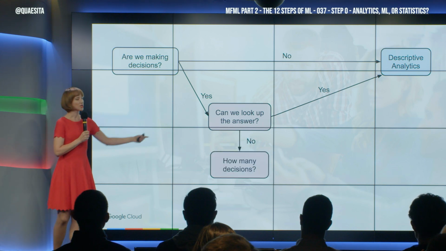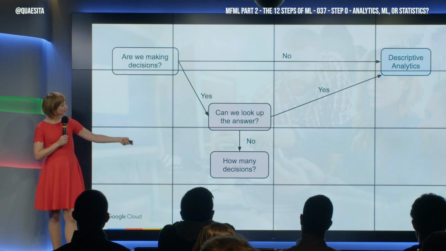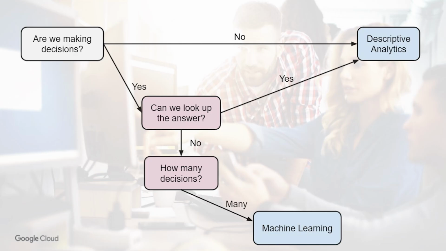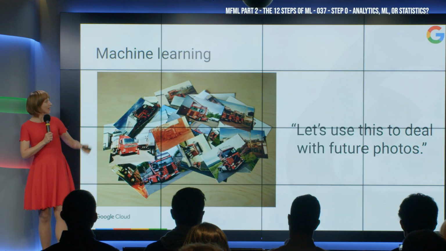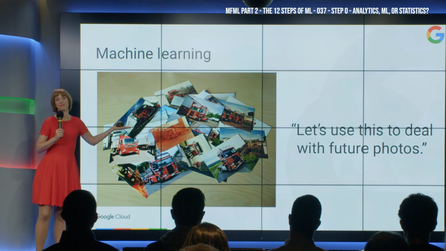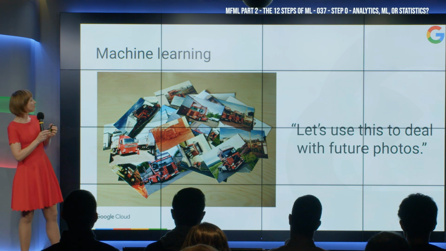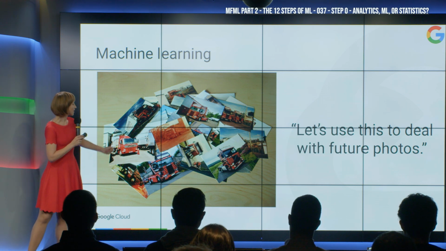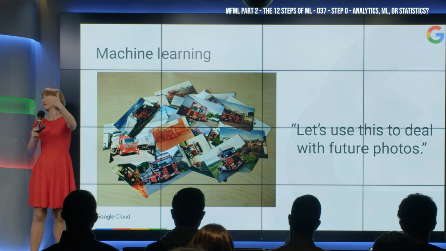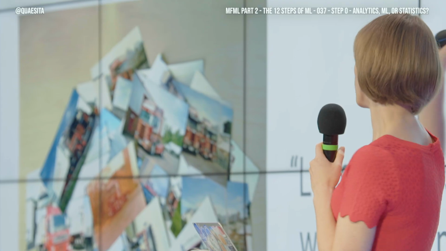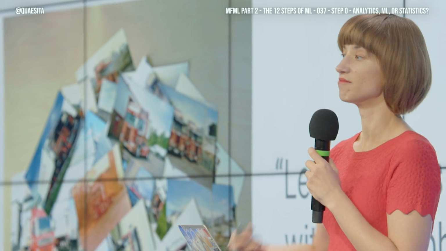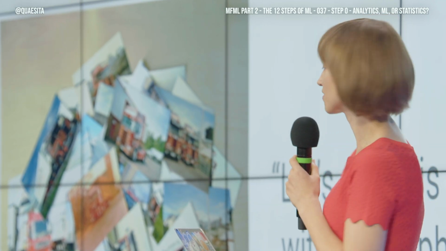So then the next question is, how many decisions? And if your answer here is many, machine learning is what you want. And that is where we build a recipe out of today's photos, out of this pile of photos, that we might use for determining whether we have a truck in a photo we take tomorrow. We're making a recipe out of our old data to succeed in new situations.